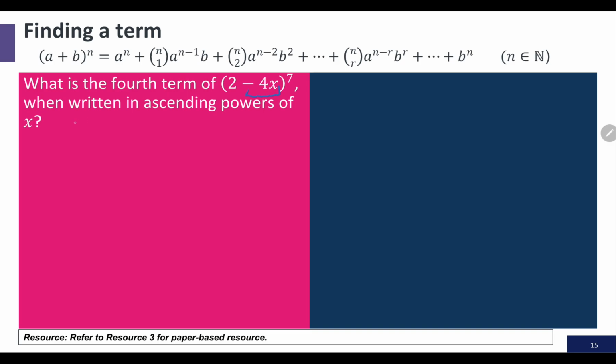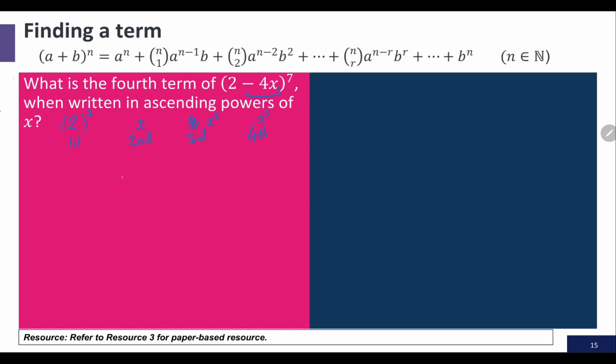So the first term would have been 2 to the power of 7. That'd be your first term. The second term would have had some sort of x in it. The third term would have had some sort of x squared in it. And the fourth term would have some sort of x cubed. So I'm basically looking for the x cubed term.